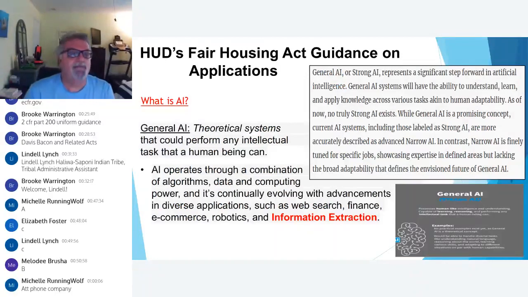General AI, the opposite of specific. General. Okay. General theoretical systems that can perform intellectual tasks that a human being can't. Interesting. Operates through a combination of algorithms. Thank you. I said it right that time. Data and computing power, and it's continually evolving with advancements in different things such as advertising, diverse applications, web search, finance, e-commerce, robotics.